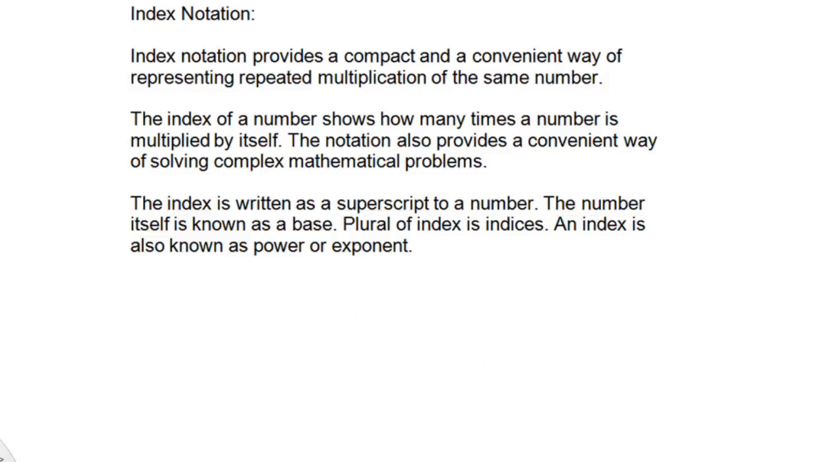Now some students really get confused with index notation. 2 to the power of 5 is an index notation, and this does not mean 2 times 5. 2 times 5 means that 2 has been added 5 times. So 2 times 5 is 10. It means 2 has been added 5 times: 1, 2, 3, 4, 5. 2 plus 2 is 4, 4 plus 2 is 6, 6 plus 2 is 8, 8 plus 2 is 10.